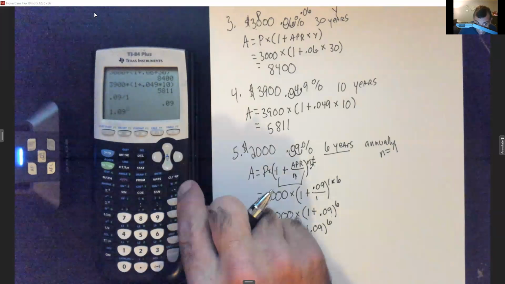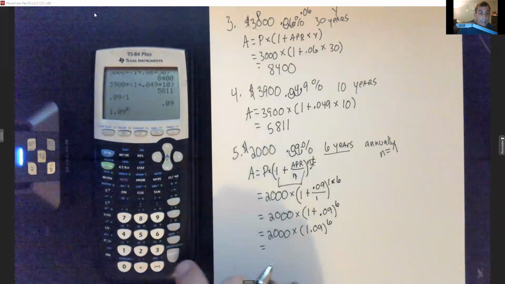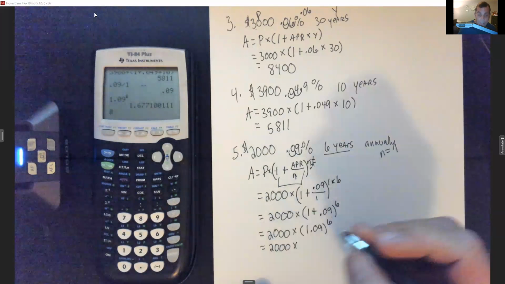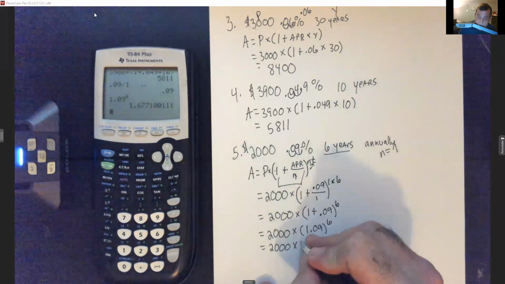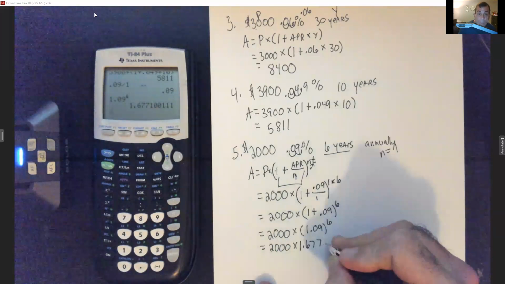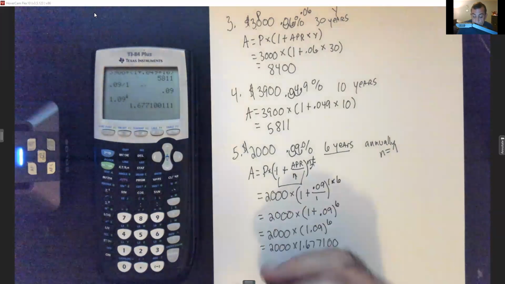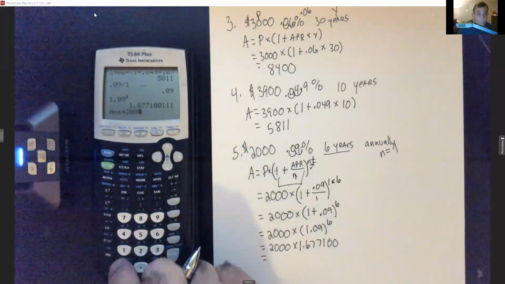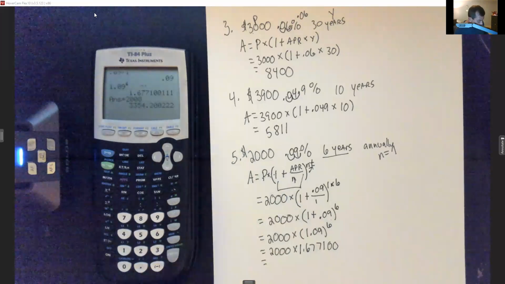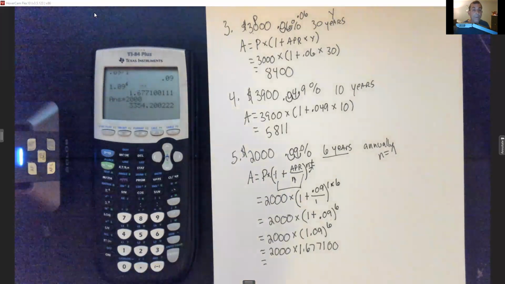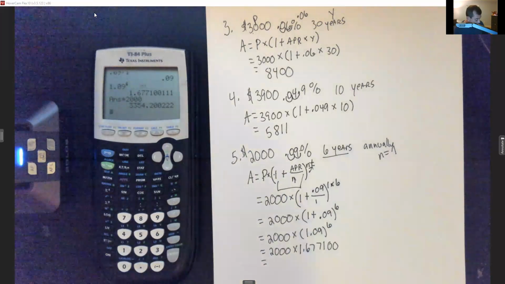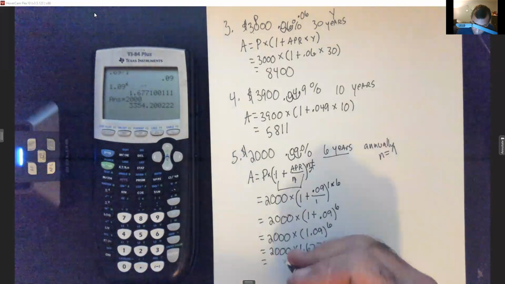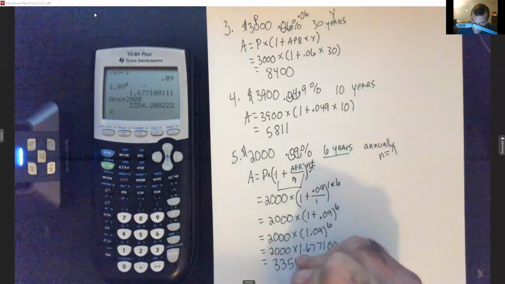So then what you would do is say 1.09 exponent would be a 6. So I use that arrow up key to get my exponent, put in my 6, and hit enter. So basically that's 2,000 times whatever I got in the parentheses. So that's a 1.677100. But what I'm going to do is just leave that answer there and multiply that by the 2,000 and get my final answer. Now, we got to round these to the nearest cent. So rounding to the nearest cent, I got 3354.20.